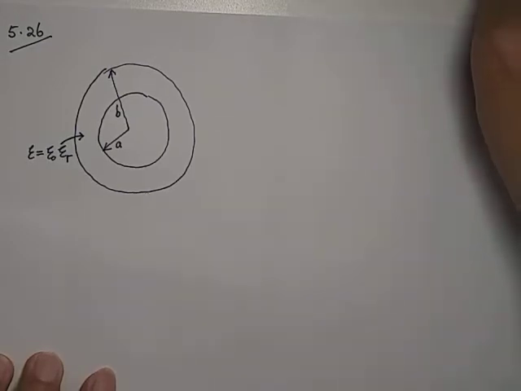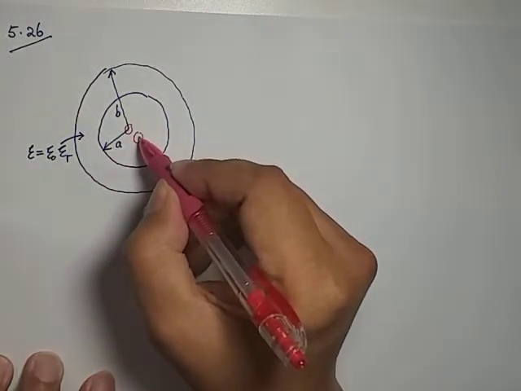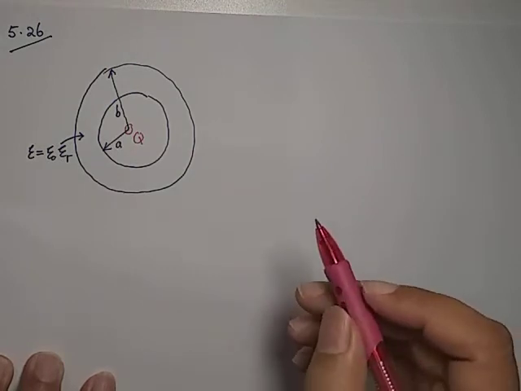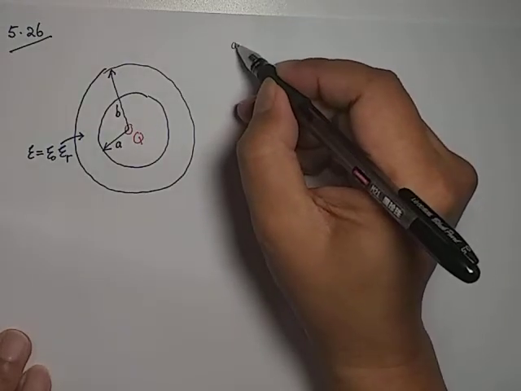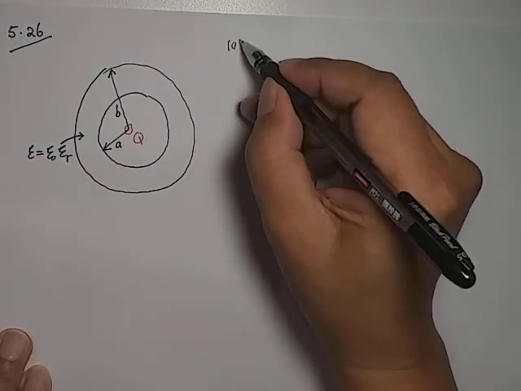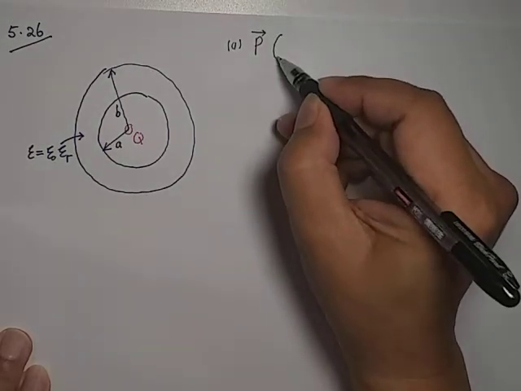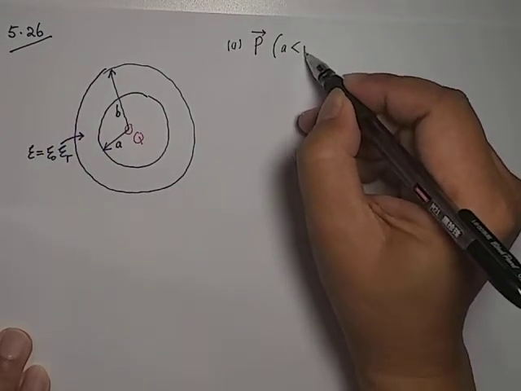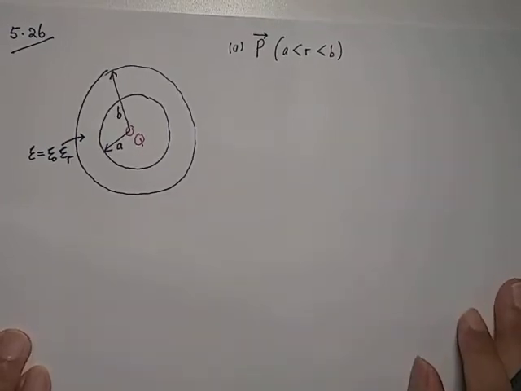Okay, then the question states that we place a point charge Q here, so we are putting a point charge at the center of the shell. For the first part, the question wants us to determine A, what is the polarization P in the region of A smaller than R smaller than B. So that should be the first part of the question that we need to solve.